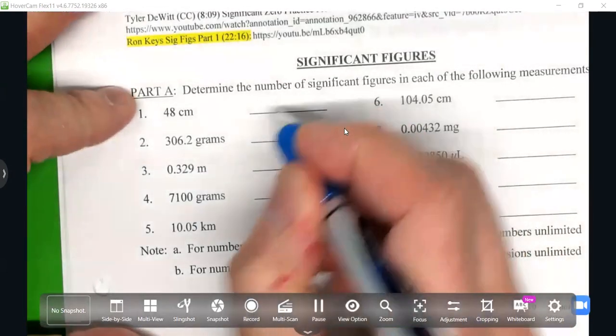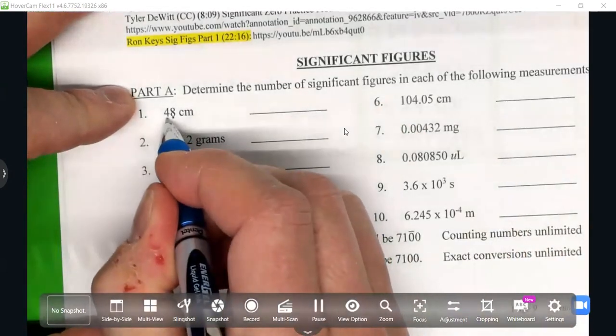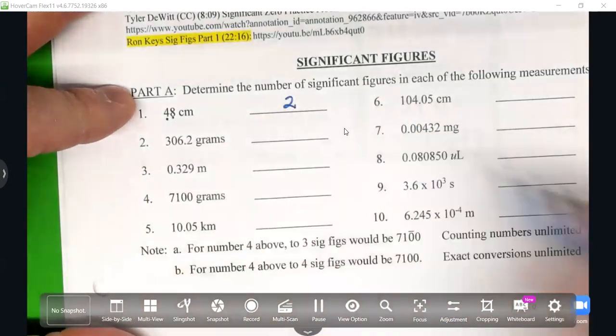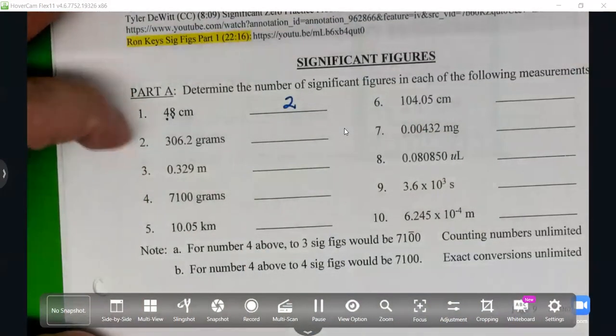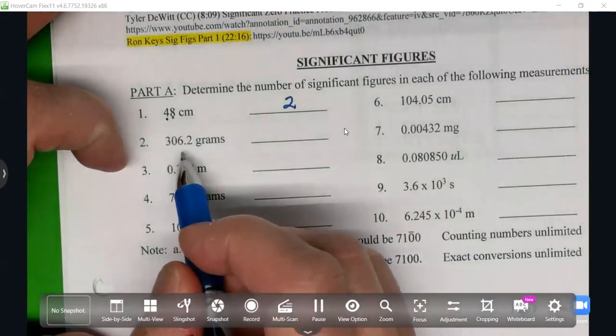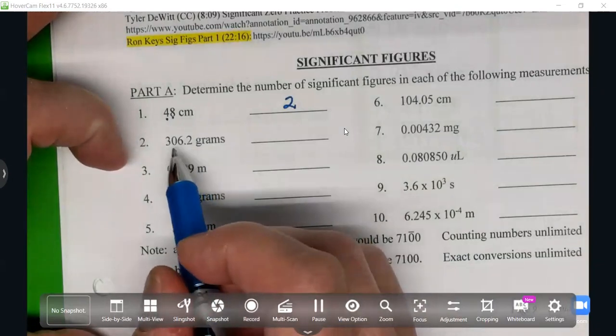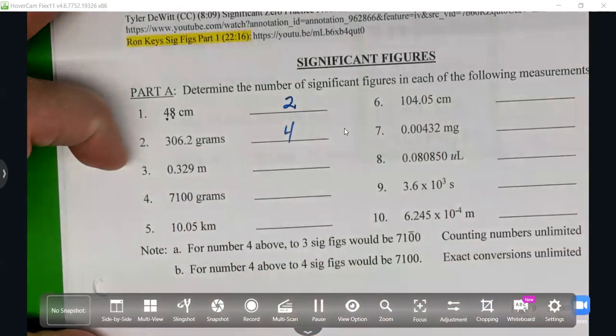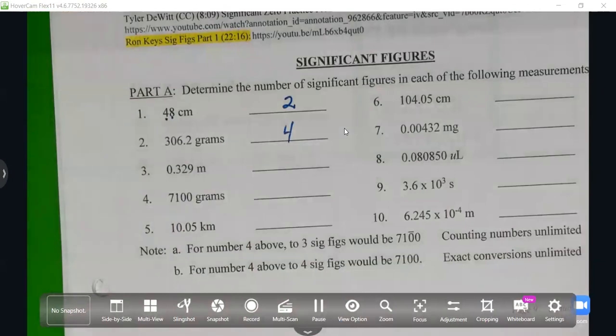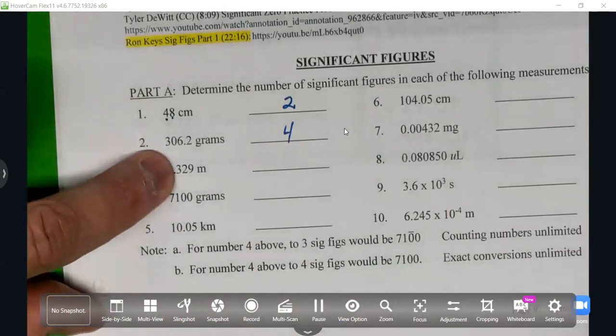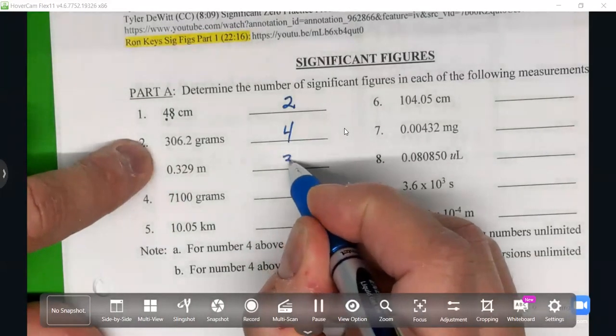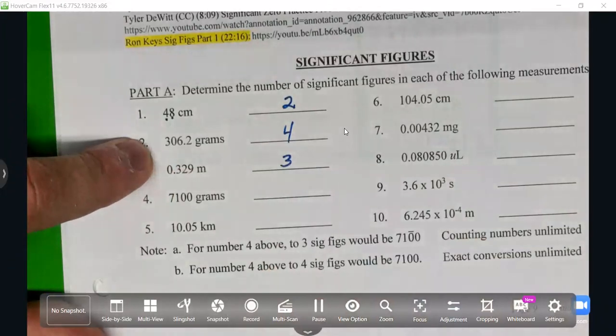So if you have 48 centimeters, the 1's place, 10's place is good. We've got 2 good numbers there. 306.2. This is called a trapped 0, but that 0 would count. That's 4 good numbers. And 1329, that 0 doesn't do us any good. We've got 3 good numbers.